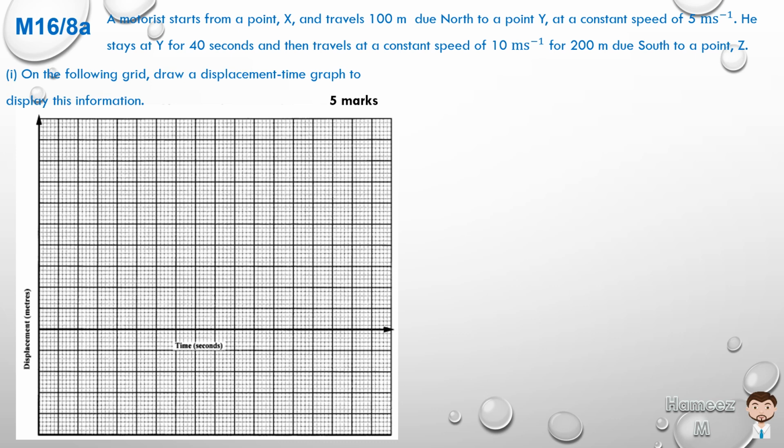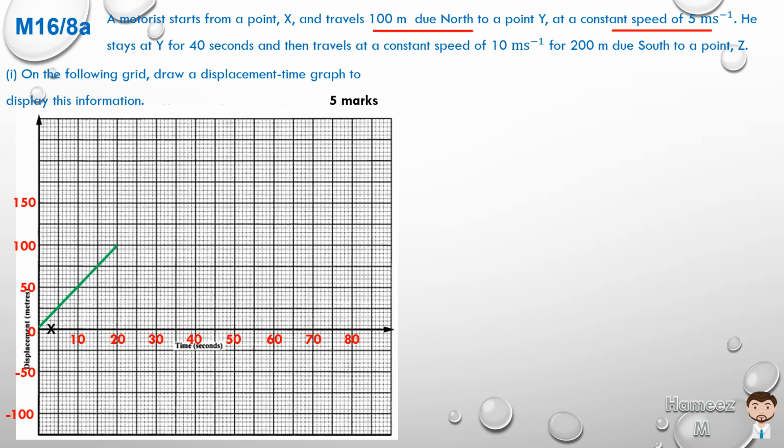So if we look at the grid and we put in the values on the x and y axes, the x-axis being time and the y being displacement, let's take the direction heading north as positive. So the first part tells us he went 100 meters due north at a constant speed of 5 meters per second, which means he took 20 seconds for that to happen.